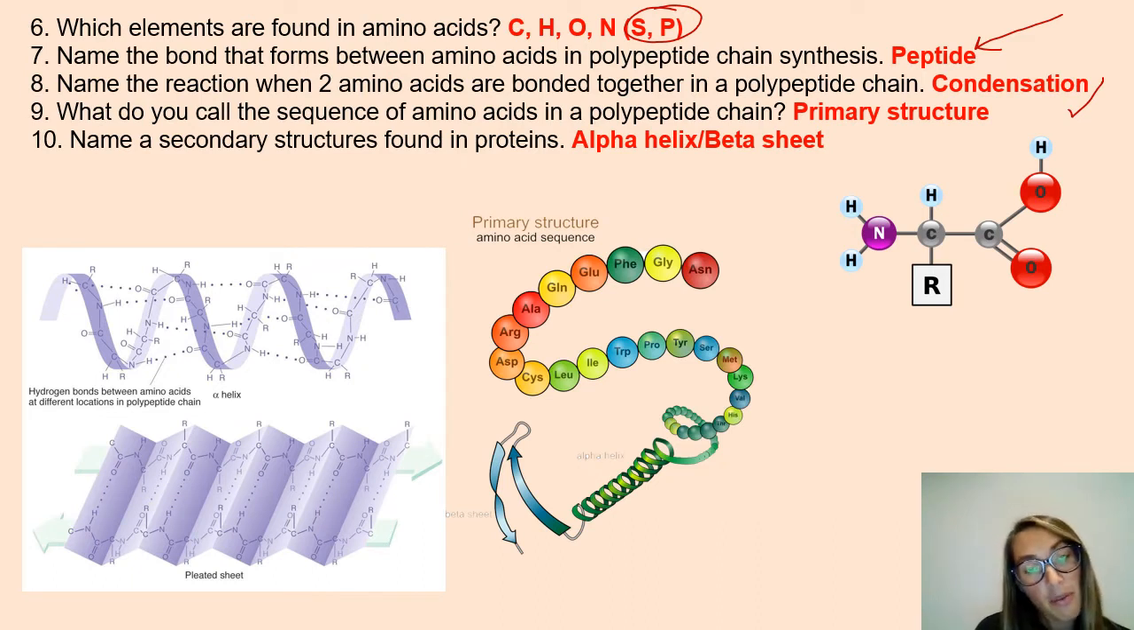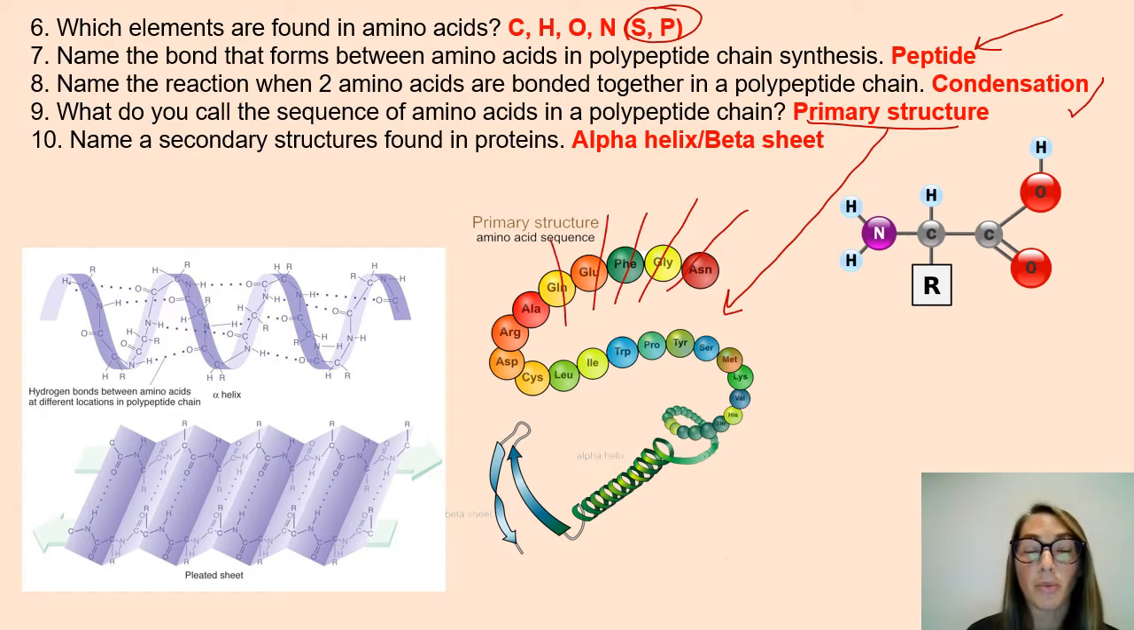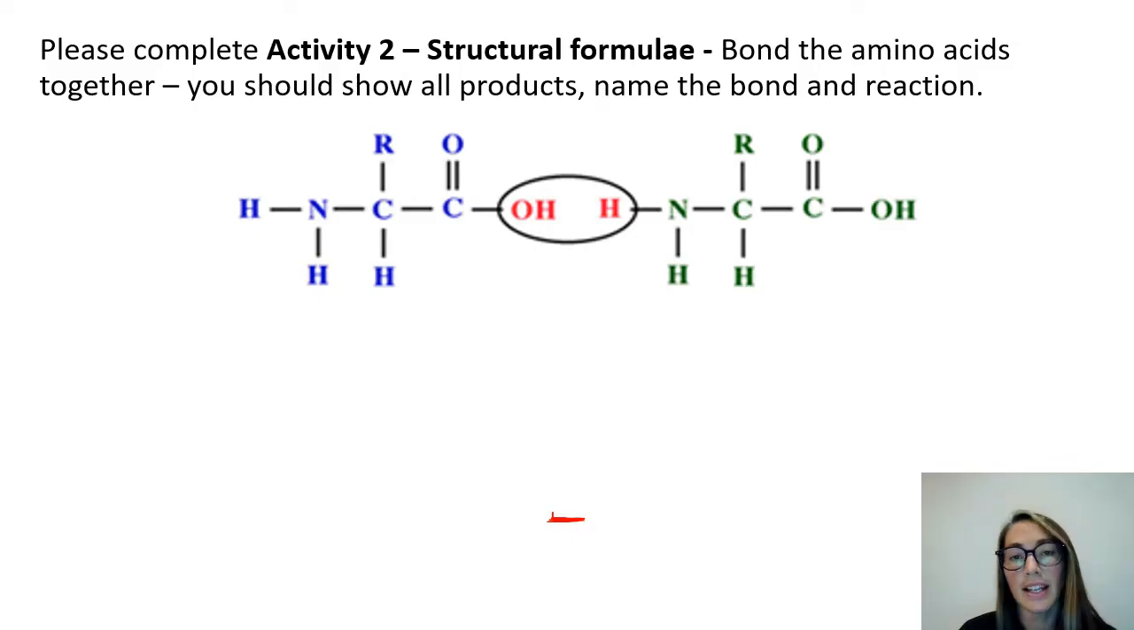And the sequence of amino acids in a polypeptide chain is the primary structure. So you can see a good example of that down here. And that's basically the order that these amino acids come in. And that's really important. We'll come back to that when we look at tertiary and quaternary structures. The 2 secondary structures are alpha helix and beta pleated sheets. Again, we'll come back to those in a minute. So please pause the video and complete activity 2.